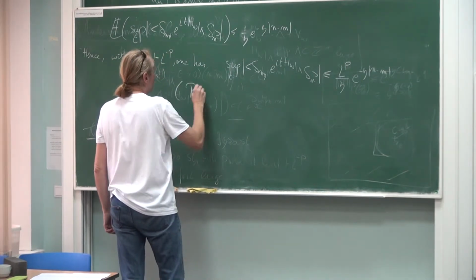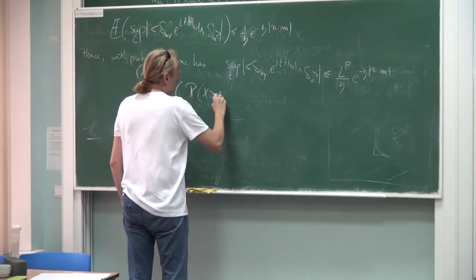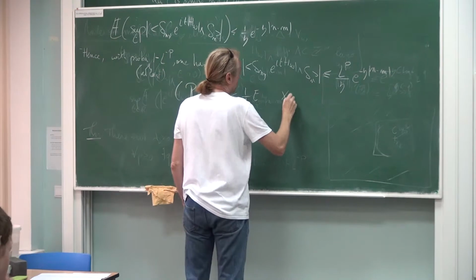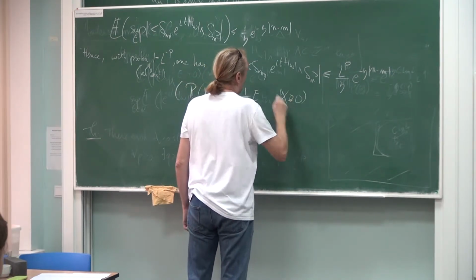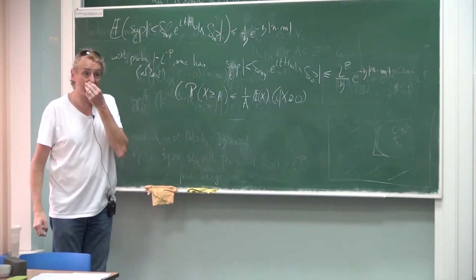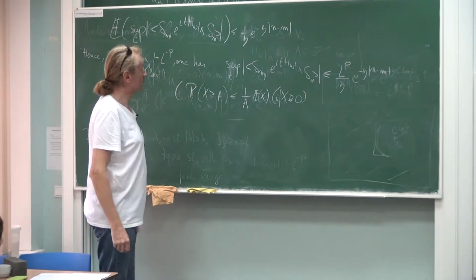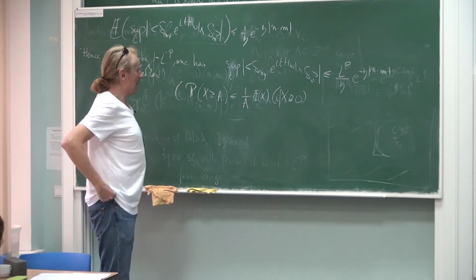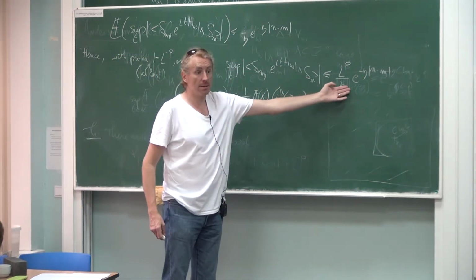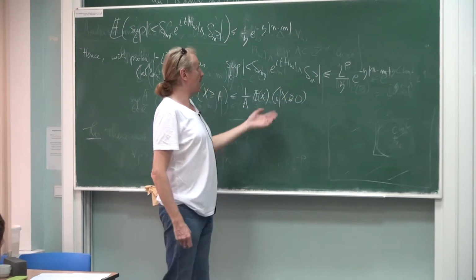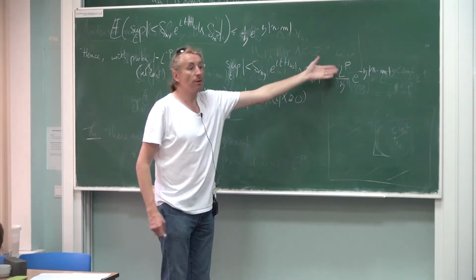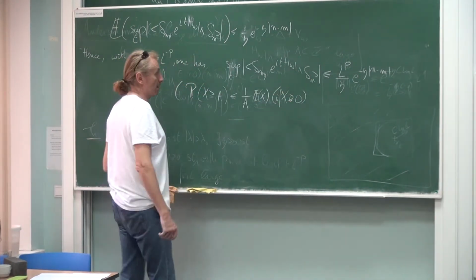This is just because the probability that x is larger than a is less than 1 over a times the expectation of x, for x positive. So the probability that the sup is larger than this is less than the expectation of this divided by that. So it gives you L to the minus P. That's just Markov's inequality.